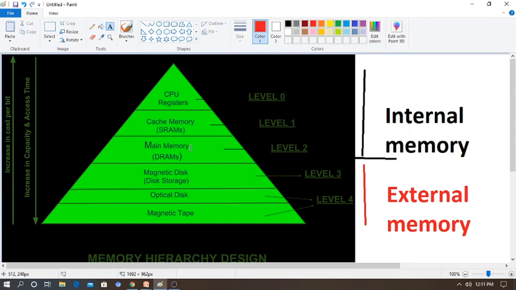And main memory, what is this main memory here? Generally, the use of main memory is to store data and programs during the computer operations. Examples of main memory are RAM, ROM and so on.